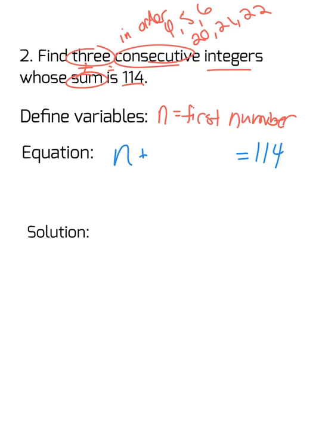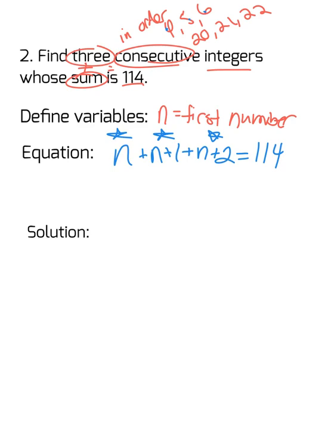Whatever my first number n is, my next one has to be n plus 1, 1 more than n. And then the third number has to be n plus 2, because it's 2 numbers after it. Going back to our 4, 5, 6 example, if 4 is my first number, 5 is 1 more than that, and 6 is 2 more than that. So our first number, second number, and third number should all add up to 114. Now it's just a matter of solving it like you know how to do.